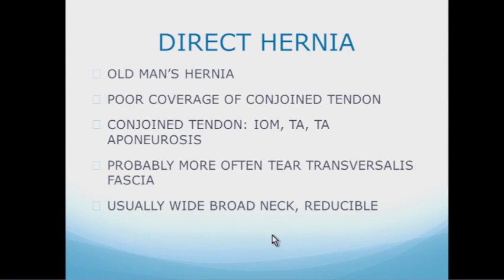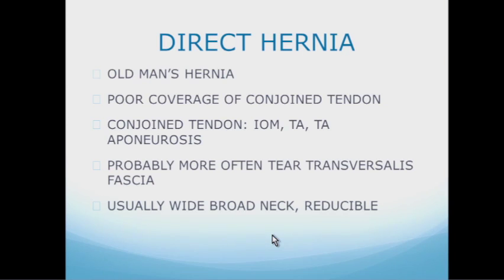Direct hernia, it's called an old man's hernia. It's because of lousy muscle tone or incomplete coverage of the abdominal wall at the location of Hesselbach's triangle. There's a conjoined tendon between the internal oblique muscle, the transversus abdominis muscle, and the transversus abdominis aponeurosis. Oftentimes this is congenitally deficient, and then when a patient gets older, becomes less well conditioned, the patient is set up for a direct hernia.